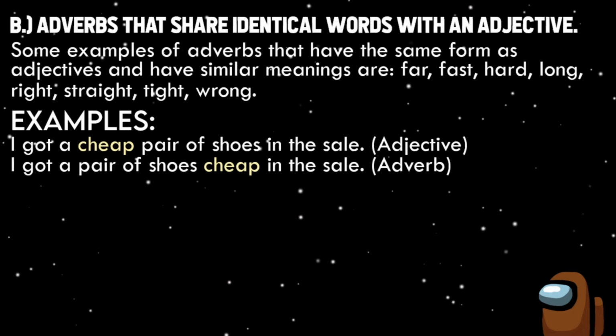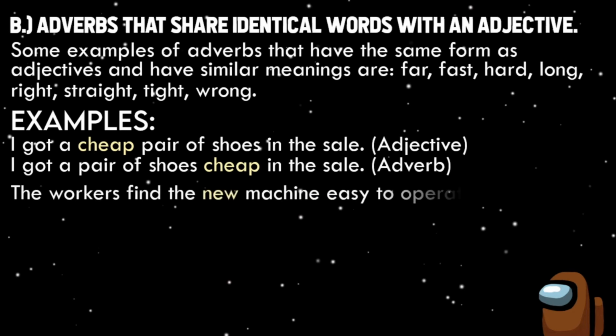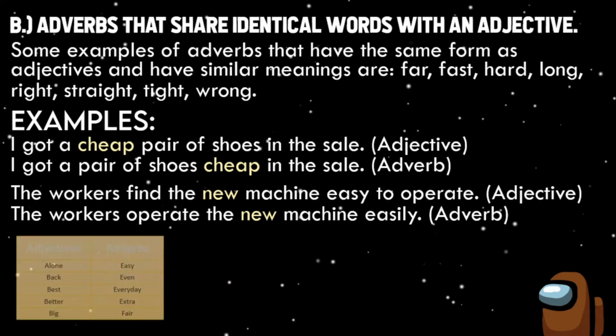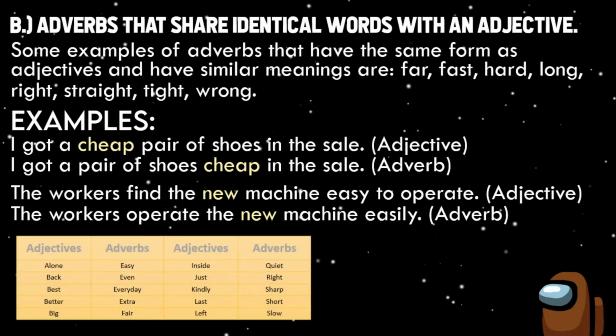Correct! The first sentence is the adjective because it used the word cheap to describe the pair of shoes, and the second sentence is the adverb because it used the word cheap to describe how the pair of shoes was bought in the sale. Here's another example. The workers find the new machine easy to operate. The workers operate the new machine easily. Which one do you think is the adjective and the adverb? Correct! The first sentence is the adjective, while the second sentence is the adverb. Here's a table that contains other examples of adjectives turning into adverbs.